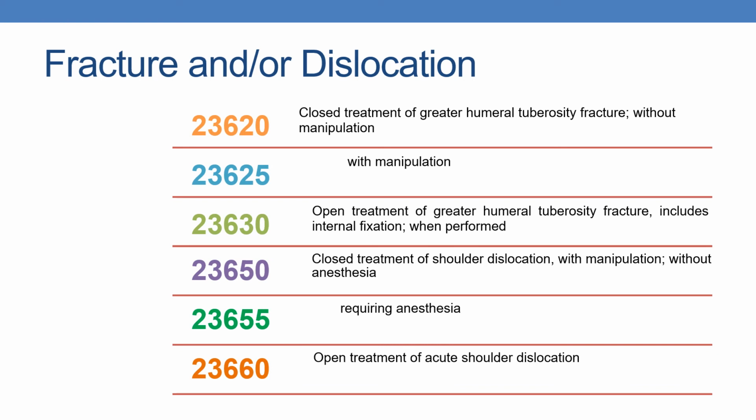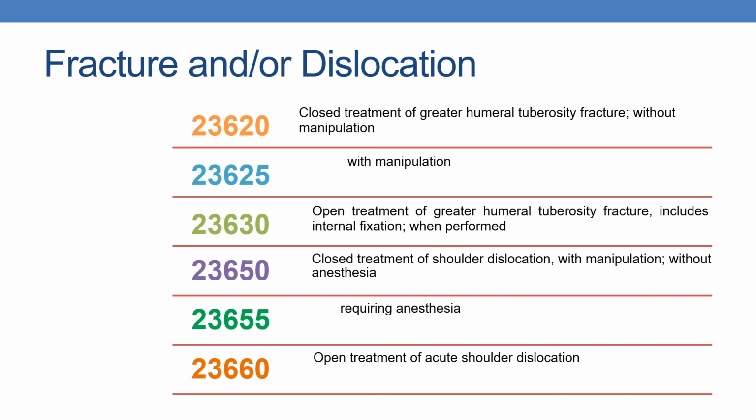The next CPT is 23620. Closed treatment of greater humerus tuberosity fracture without manipulation. With manipulation is given by 23625. The next is 23630. Open treatment of greater humeral tuberosity fracture including internal fixation when performed. The next is 23650. Closed treatment of shoulder dislocation with manipulation without anesthesia. The next is 23655. Closed treatment of shoulder dislocation with manipulation requiring anesthesia.